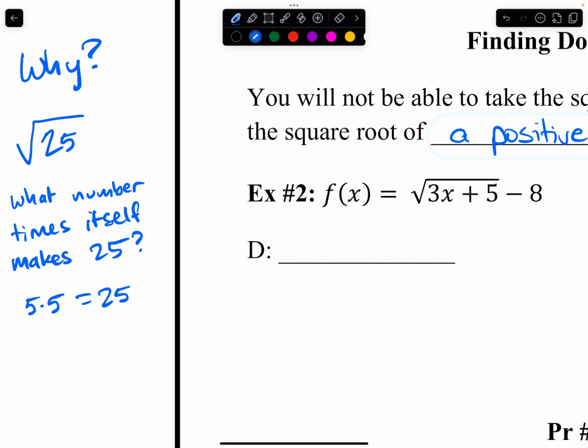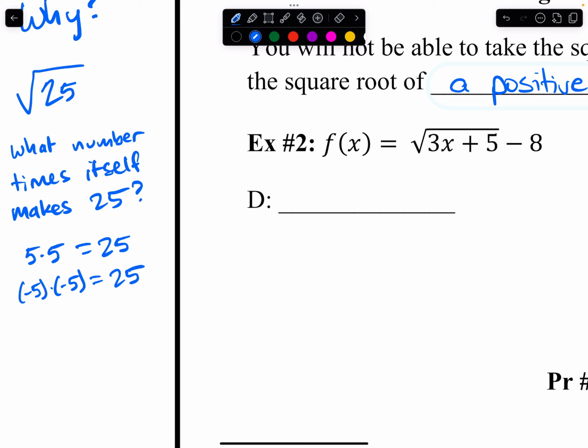Can you think of another number? Any other number that when you multiply that number by itself, you get 25? There actually is another number. It's negative 5. Because if I take negative 5 and I multiply it by itself, negative 5 times negative 5, remember that a negative times a negative is a positive, it would also be 25.